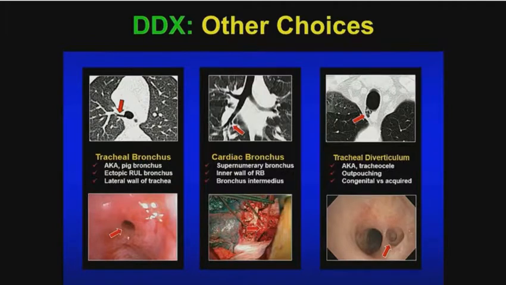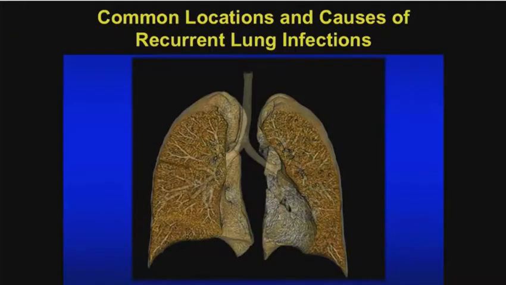Affected patients typically present with recurrent infection or sometimes hemoptysis. Tracheal diverticulum, which could be congenital or acquired, also known as tracheocele, is typically just an outpouching located in the posterior wall of the trachea. In the acquired form, patients have recurrent bronchitis or respiratory infection. And that leads us to typical recurrent infection that occurs in the same portion of the lung.